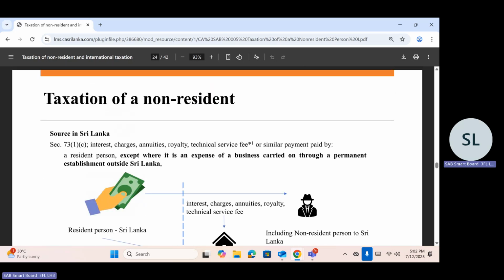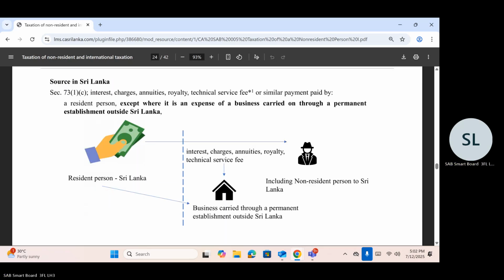So, next one. Interest, charges and royalty, technical service fees, or similar payment paid by a resident person, except where it is an expense of a business carried on through a permanent establishment outside Sri Lanka. That is what this diagram shows. So a resident person makes the payment to a non-resident person, but it is the expense of a permanent establishment outside Sri Lanka. It shall not be considered as a source in Sri Lanka.